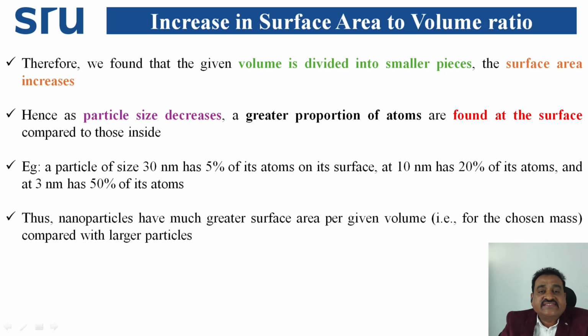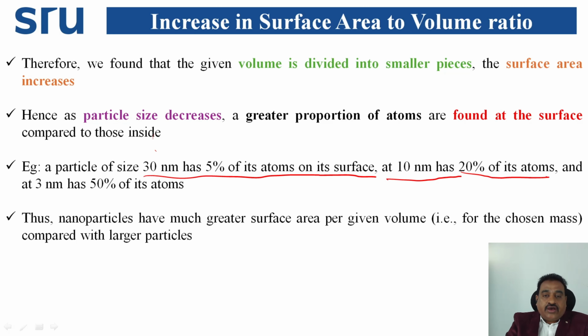Hence, as particle size decreases, a greater proportion of atoms are found at the surface compared to those inside. Example, a particle of size 30 nanometers has 5% of its atoms on its surface. At 10 nanometers it has 20% of its atoms, and at 3 nanometers it has 50% of its atoms. We can understand easily. Thus, nanoparticles have much greater surface area per given volume compared with larger particles.